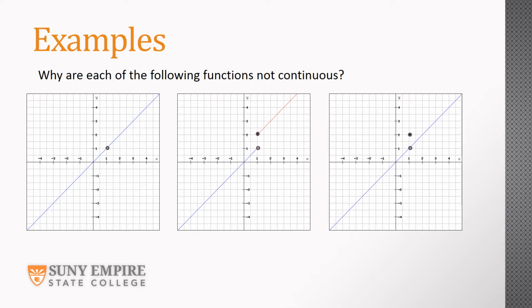One final example is this third graph. Again, the function is defined for all values, and the limit as x approaches 1 is defined, but the limit does not equal the actual function value at 1, so this graph is discontinuous.